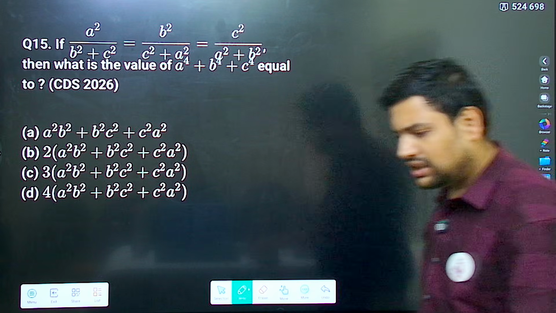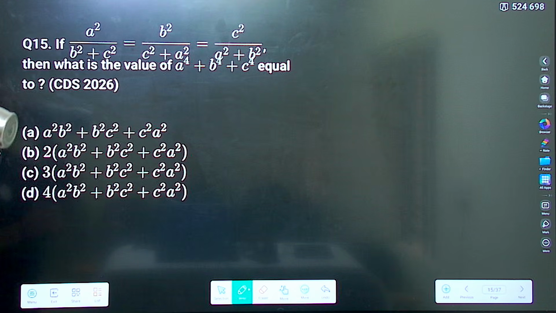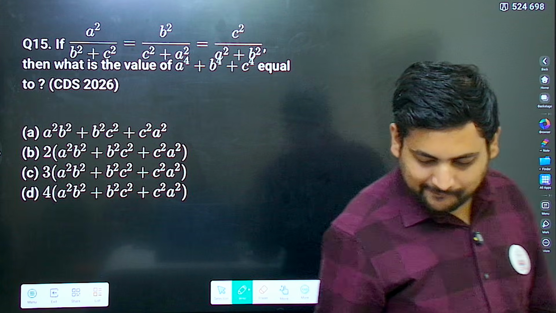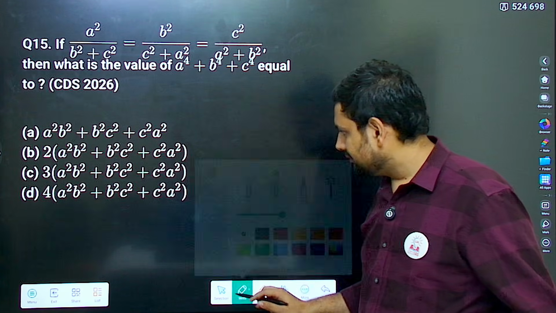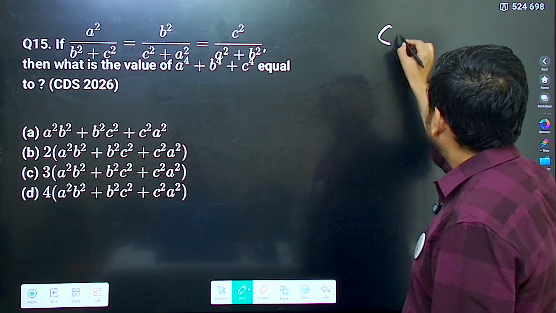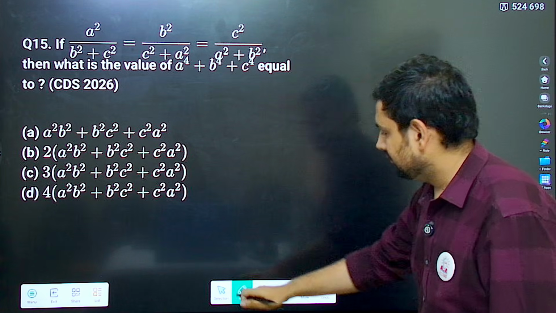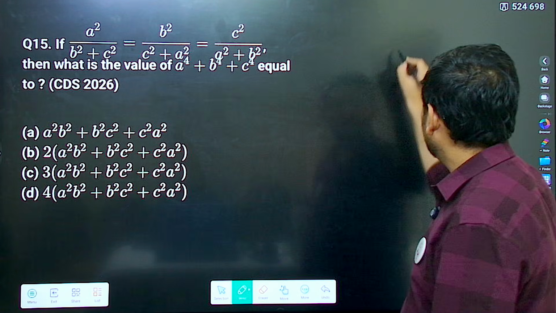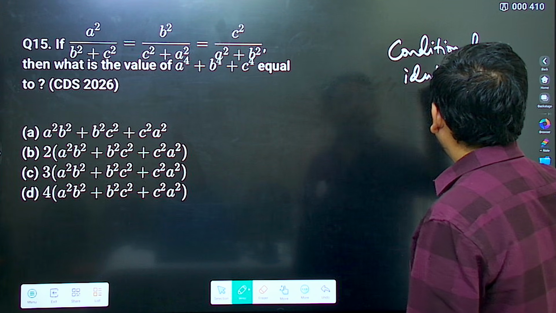Now see, this question I have taken for one specific reason. See it and think about it. What do you feel? See, very important. Okay. This is called conditional identities.